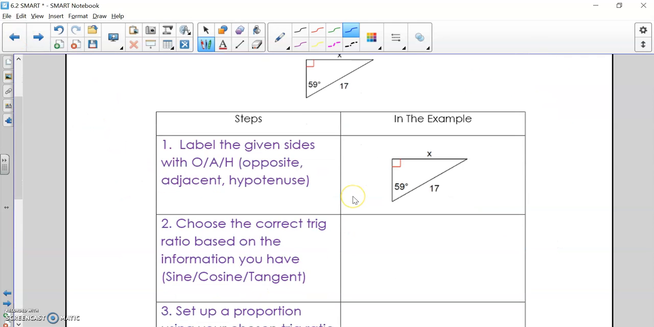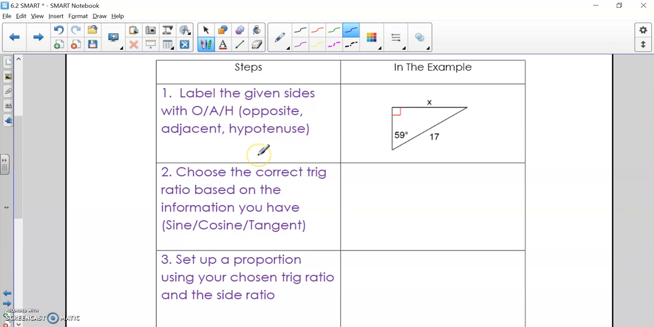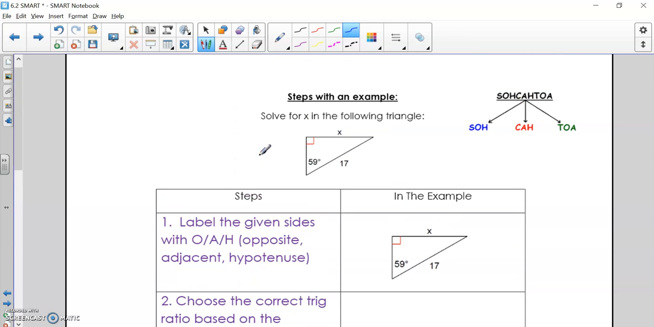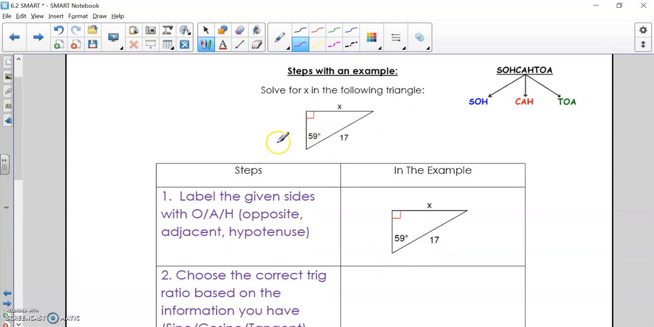All right, so here I have some steps as to how you use the ratios to find missing sides of triangles, along with an example that we'll do as we go over these steps. So the first step is to label the sides. So if I give you a problem, this is what it would look like. It would just be a triangle with two sides labeled as well as an angle. And the first thing you want to do is label your sides with O, A, and H. That stands for opposite, adjacent, and hypotenuse.